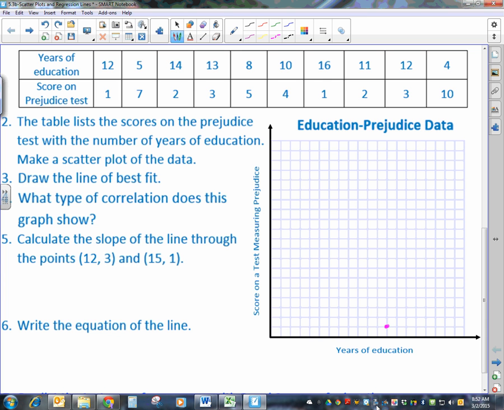Okay, I'm going to pause and finish this, and I want you to finish, and then we will come back together. Okay, so I plotted all the points. It's asking the next question. Oh, actually, it says draw the line of best fit.